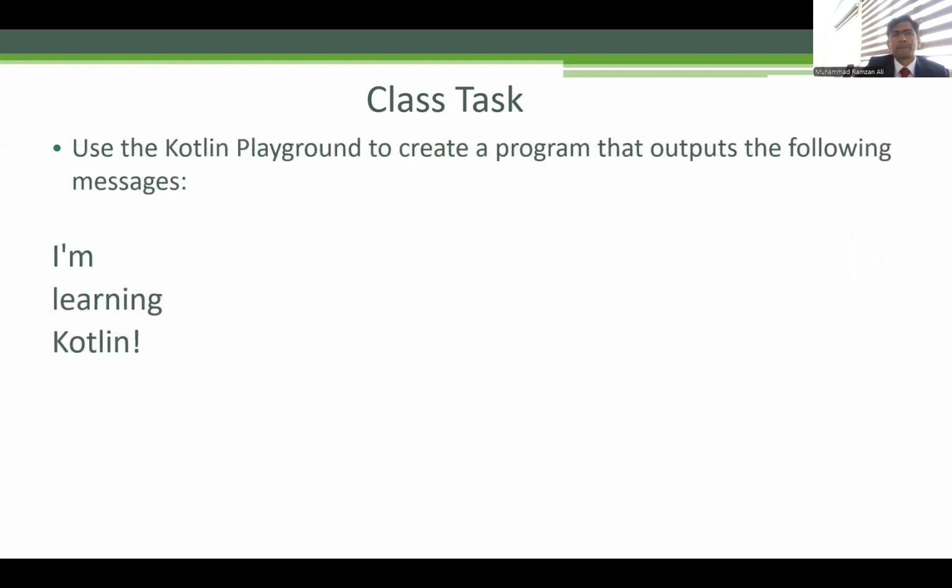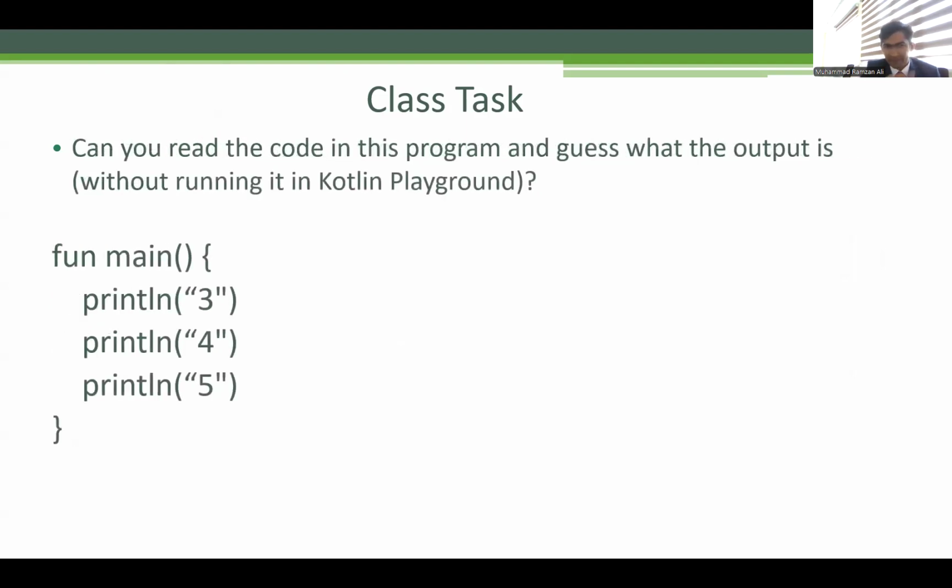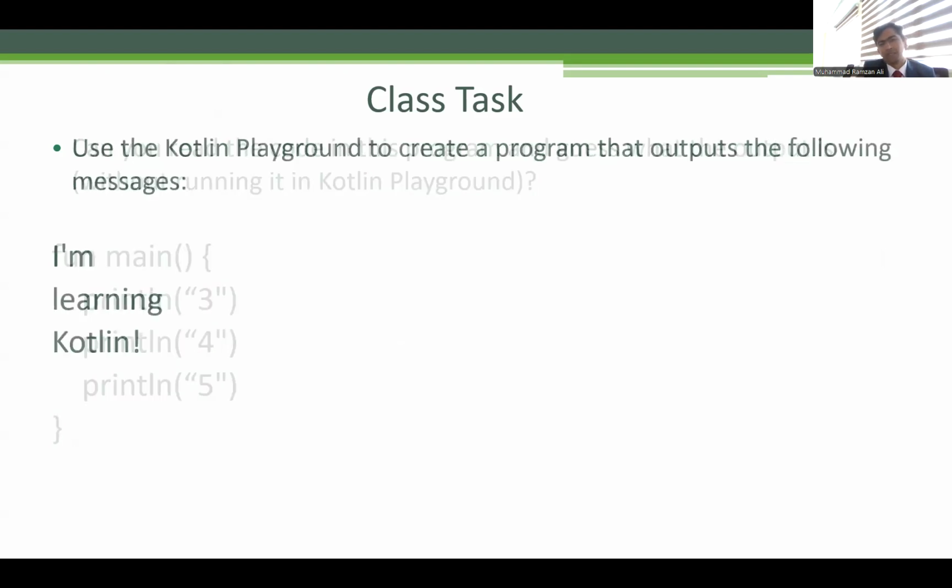Okay. Look at the code. Your output must be like this: I am learning Kotlin. So simple. Print in the same main function, and then print "I am" in double quotation instead of 3, then print "learning" in double quotation, then print "Kotlin" in double quotation. So the answer will be like this.